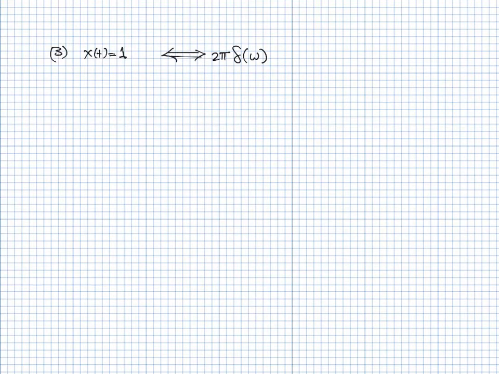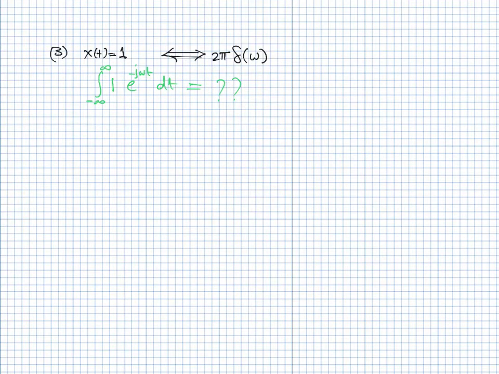Now, how can you prove this? Remember the previous ones, we derived them. Can you try to derive this from the time domain? If you just apply the Fourier transform, what will you get? The integral from minus infinity to infinity of 1 multiplied by e to the minus j omega t, integrated with respect to time. Can you solve this? You can't.